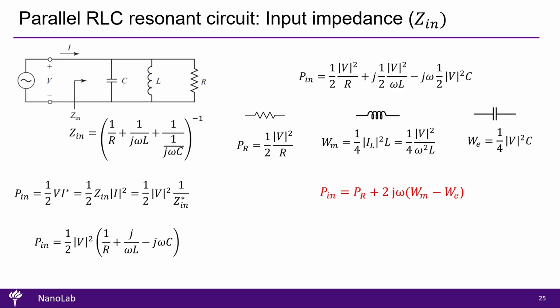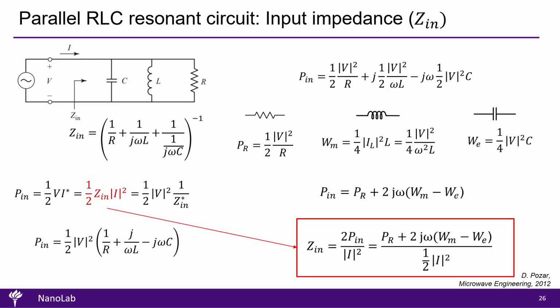Then, we can take the formula that relates the input power to the current to express the input impedance in terms of the average energy stored in the inductor and the capacitor, and the power dissipated in the resistor, as highlighted in the red rectangle. This form clearly shows that Zin has a real part proportional to the dissipated power and an imaginary part proportional to the net stored energy difference.